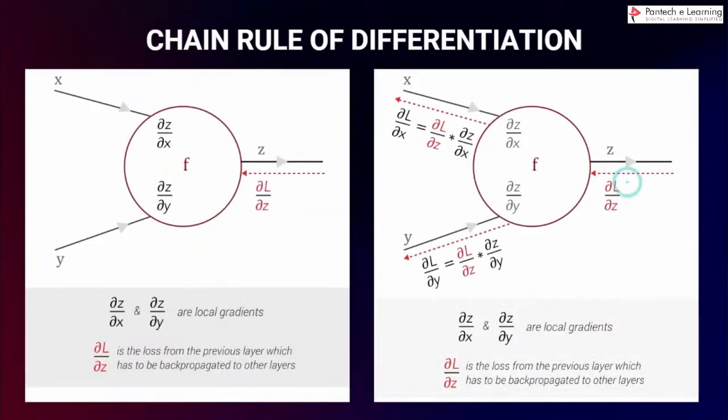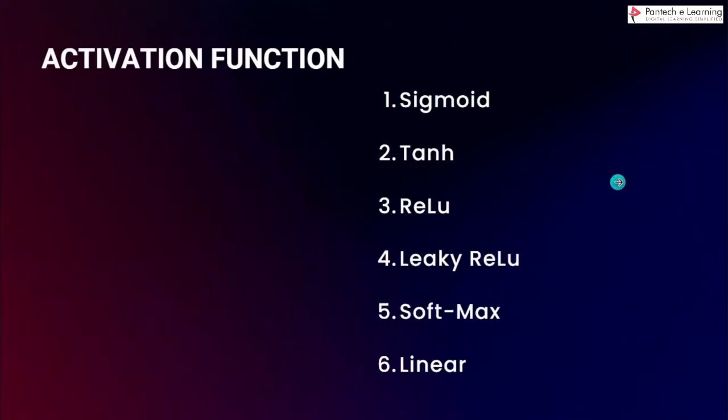We have many activation functions, so based on the task you are doing, you have to select the activation function. For example, we have sigmoid, tanh, ReLU, leaky ReLU, softmax and linear. Based on which problem you are going to solve, you have to select among these. Let us understand the math behind them one by one, and see when to select which activation function.